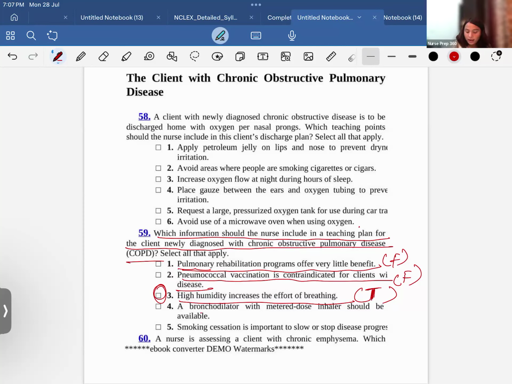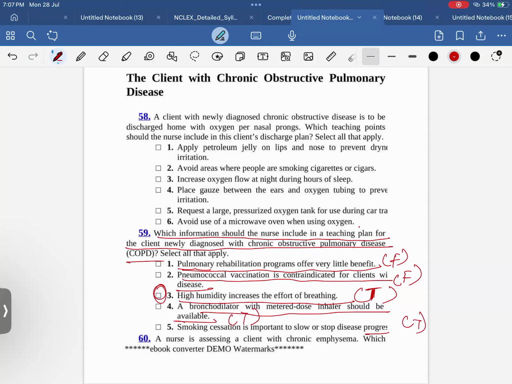Next: a bronchodilator with an MDI should be available. True. Smoking cessation is important to slow or stop the disease progression. True. So 3, 4, and 5. What should be the answer?